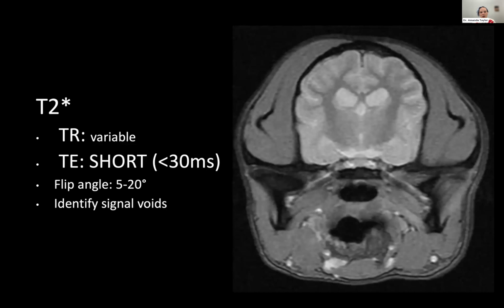T2 star or GRE imaging, obviously we are looking for hemorrhage, we are looking for signal voids, which in addition to being caused by hemorrhage could be caused by metal or air tissue interfaces.